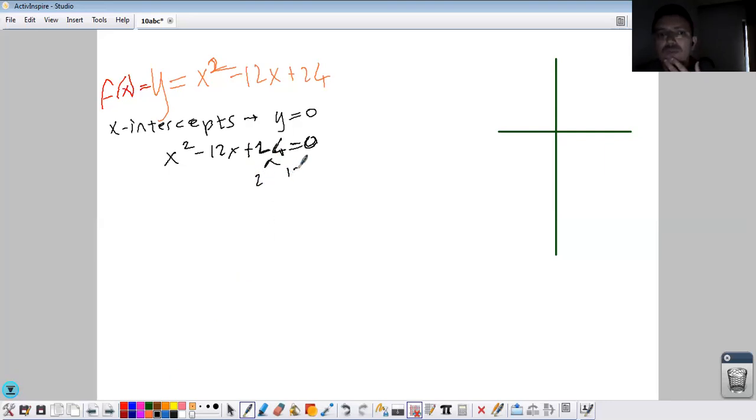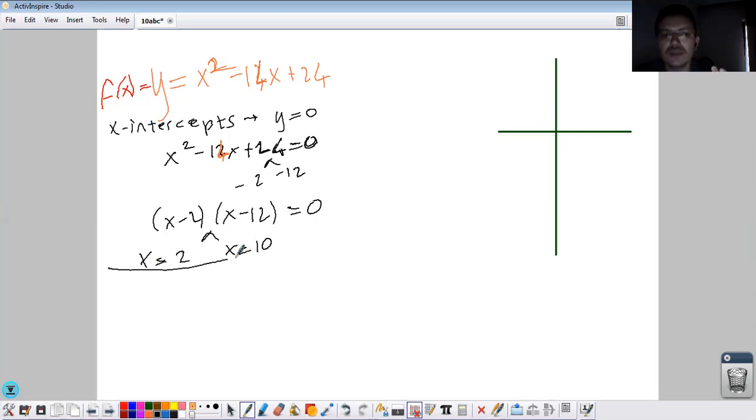It will be 2 times 12, 24. Not 2 times 12. What was I thinking when I wrote this example? It should be 14x in here. Sorry, everyone. It should be 14x. 2 and 12 will work. Anyway, minus 2 and minus 12, you will do that. Then you factorize: x minus 2, x minus 12, equals 0. There you will have two answers: x is equal to 2 and x is equal to 12 for the x-intercepts.